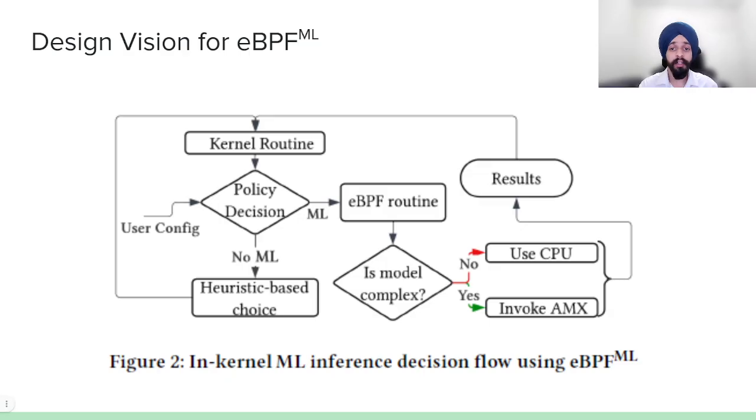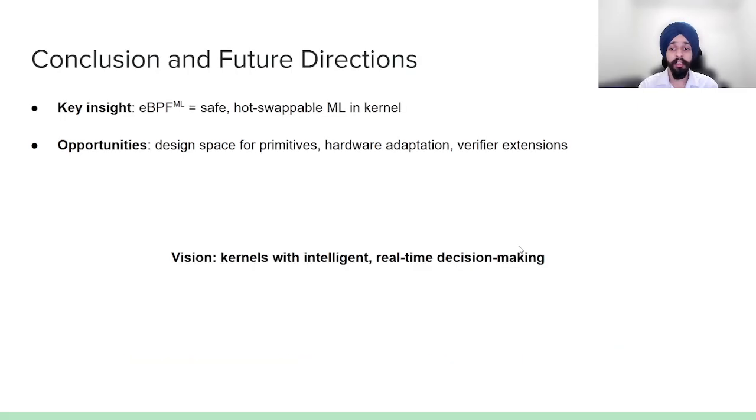This diagram shows how the decision flow works in practice. A standard kernel routine reaches a point where it needs to make a policy decision. Based on a user configuration, it can either follow a traditional heuristic-based path or invoke our ML-based eBPF routine. Inside the eBPF program, our framework makes an adaptive choice. If the model is complex enough to require acceleration, it invokes the accelerator backend. Otherwise, it falls back to the standard CPU, ensuring the best performance for the given task. The results are then fed back into the kernel routine, and the execution continues.